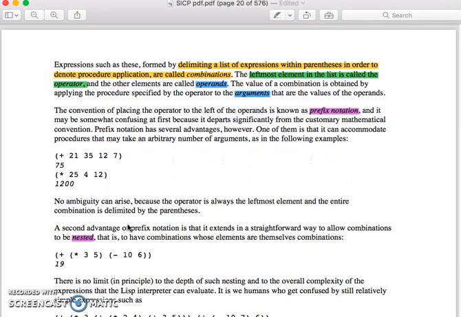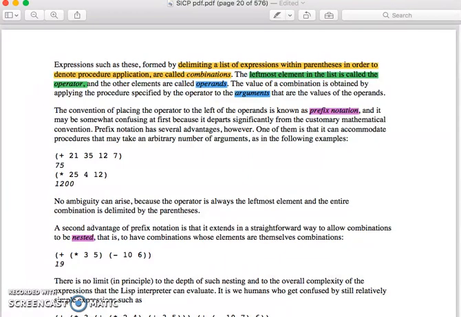Expressions such as these, formed by delimiting a list of expressions within parentheses in order to denote procedure application, are called combinations. The leftmost element in the list is called the operator, and the other elements are called operands. The value of a combination is obtained by applying the procedure specified by the operator to the arguments that are the values of the operands.